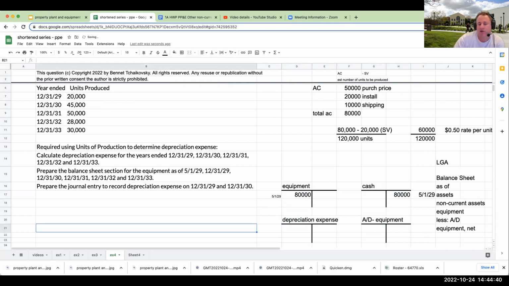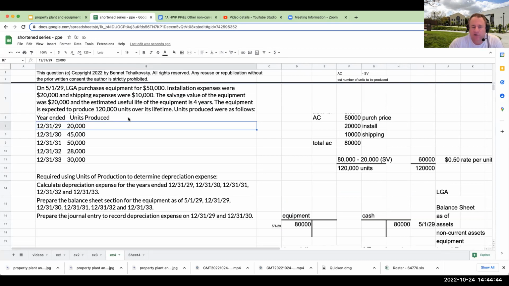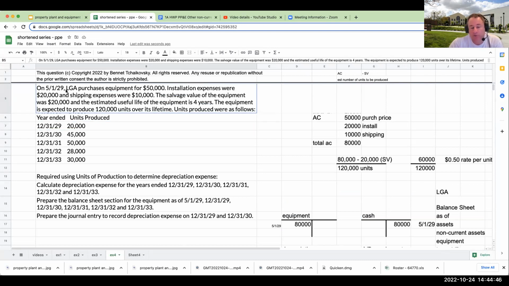The one thing that usually gets students into trouble is that they'll see this 20,000 in the first year, and they'll say, oh, you bought it on May 1st, 2029, so I need to multiply this by May, June, July, August, September, October, November, December, right? But not here. This is purely based on use.